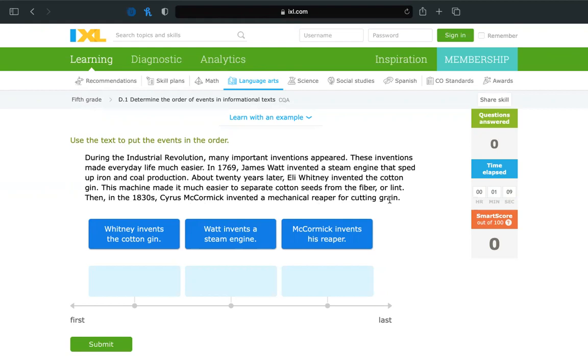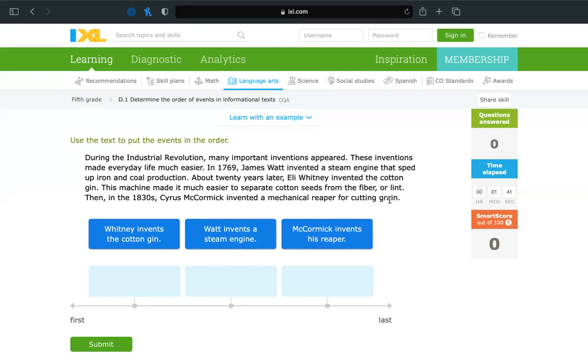Okay, so now that we talked about what happened in the Industrial Revolution, let's summarize. In 1769, we first had an invention by James Watt. Then about 20 years later, around 1789, we had an invention by Eli Whitney. And then in the late 1830s, we had Cyrus McCormick invent a mechanical reaper for cutting grain.